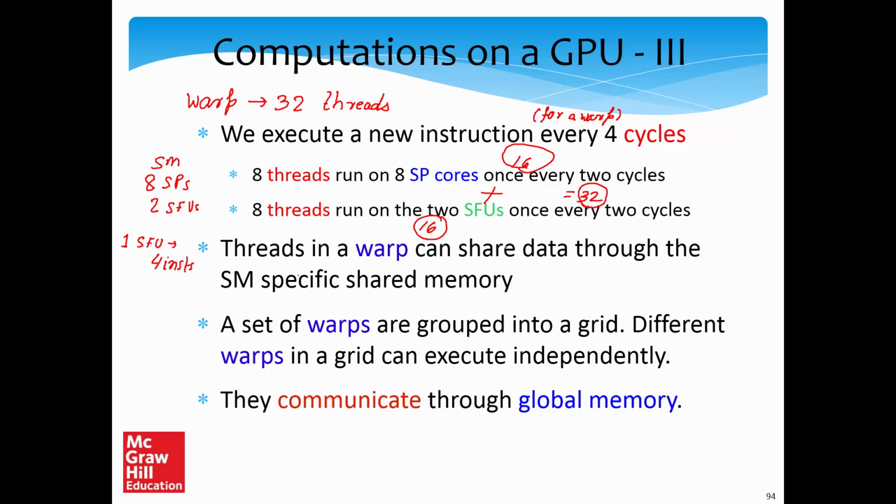Moreover, threads in a warp can share data through the SM specific shared memory, just in case they're accessing a shared data structure or something. So the shared memory that is there in each SM can be used to share data between threads of the same warp. A set of warps are grouped into a grid, and different warps in a grid can execute independently. Each warp has a set of threads, and a set of different warps are grouped into a grid.